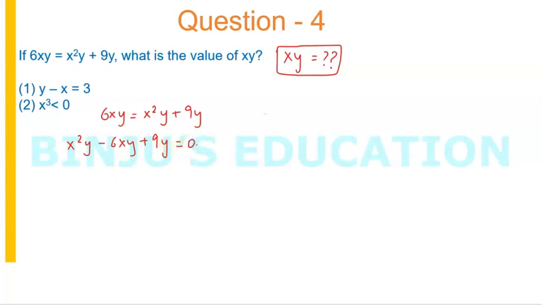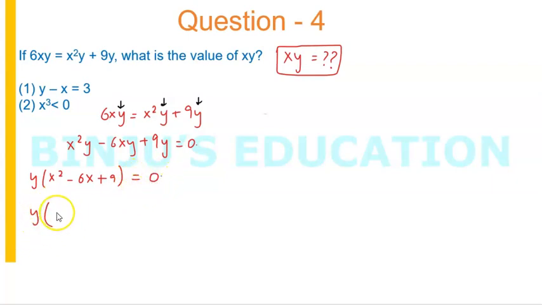The reason is that when I read this equation, I realized that I have y in each one of them. So that means I can take y common when I bring all of them on one side. So I'm going to take y common, and this becomes y times (x square minus 6x plus 9), and this is equal to 0.